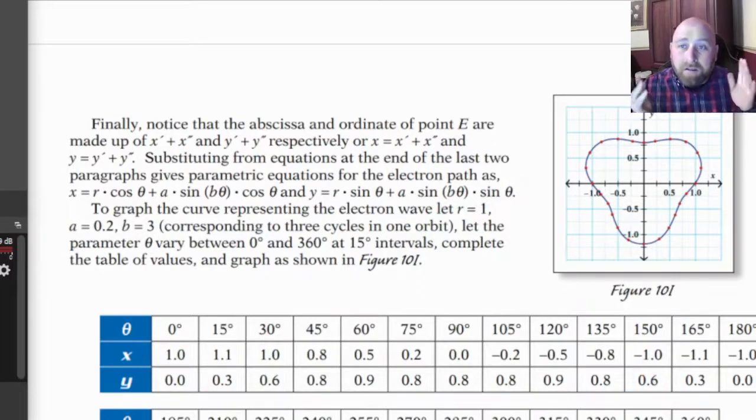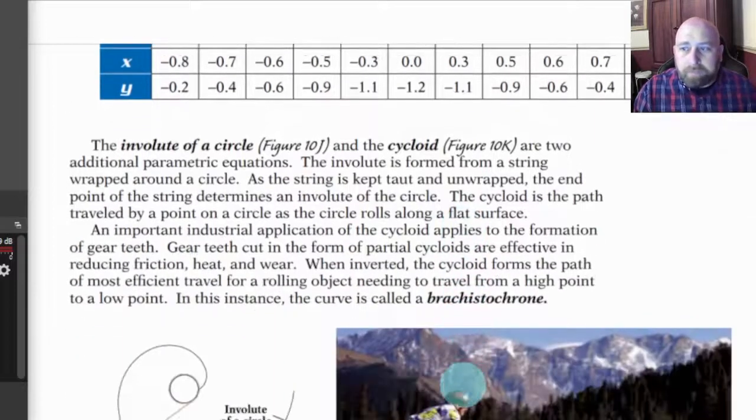Now, typically, they're going to be a little bit kinder to you in the practice problems or on the test. They're not going to make you delineate the whole thing. They might say between 0 and 90 at 15-degree increments, something like that. So you would just have to do a certain number of them.